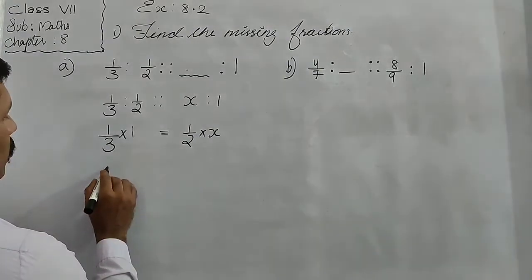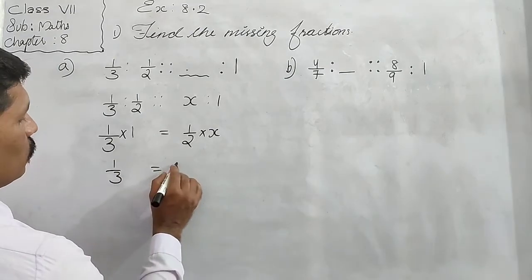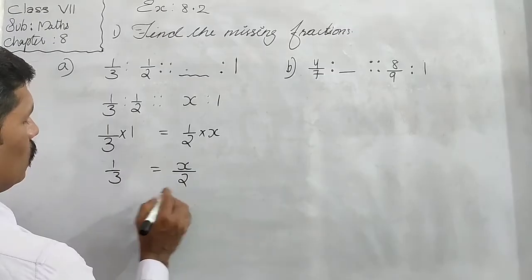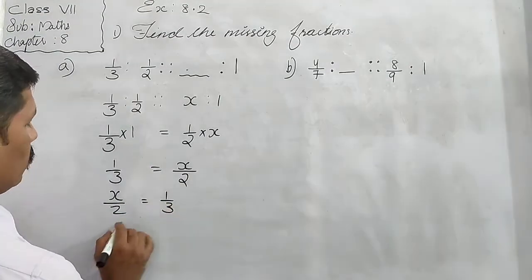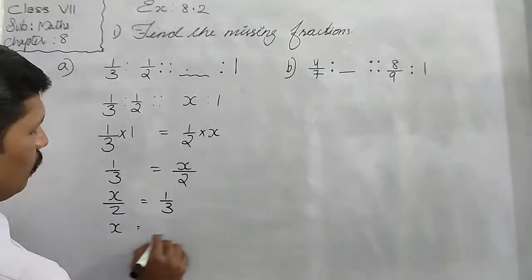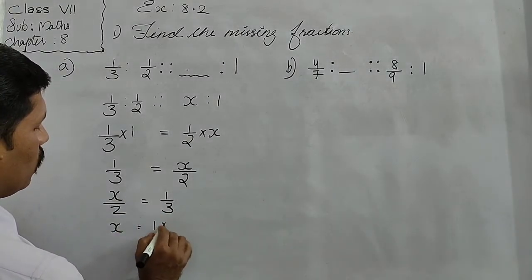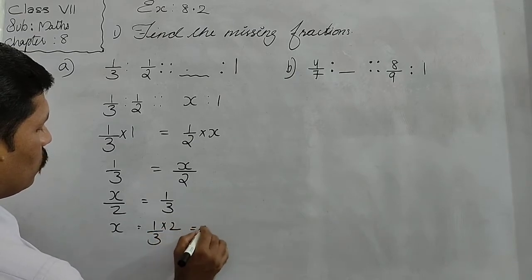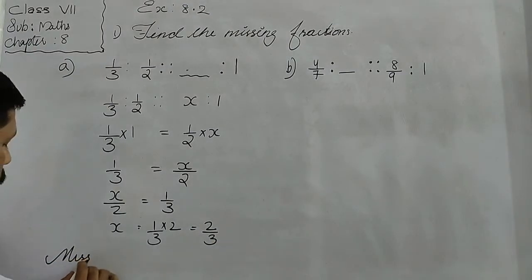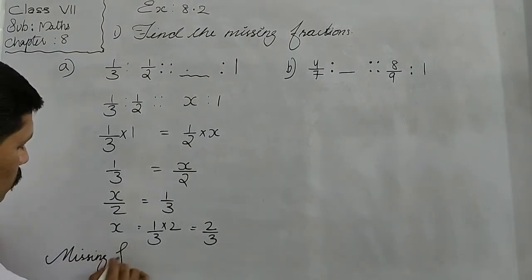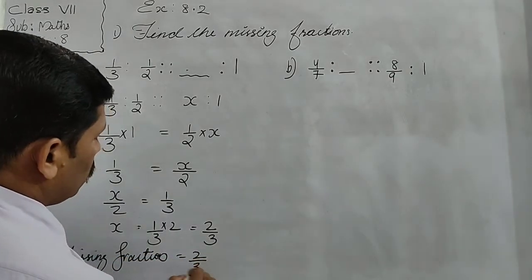Then we multiply. 1 by 3 into 1 is 1 by 3 only, and that is equal to x upon 2. So x upon 2 is equal to 1 upon 3. Therefore x is equal to, taking this 2 to the other side, the division changes to multiplication, 1 by 3 into 2, which is equal to 2 by 3. So the missing fraction is equal to 2 upon 3.